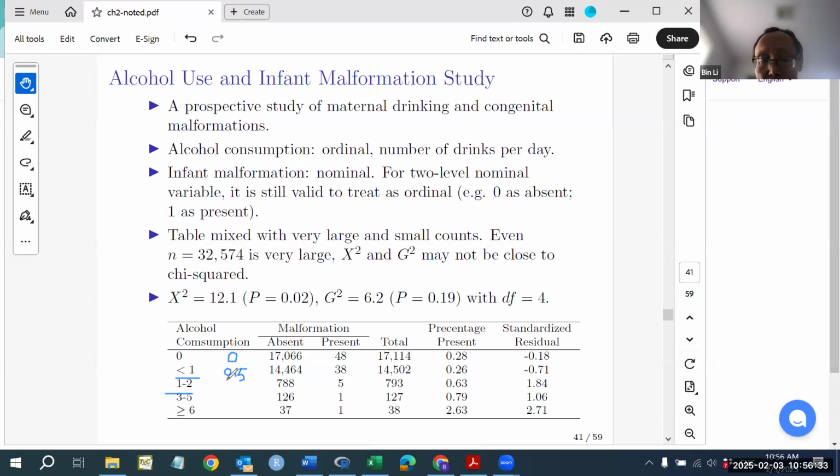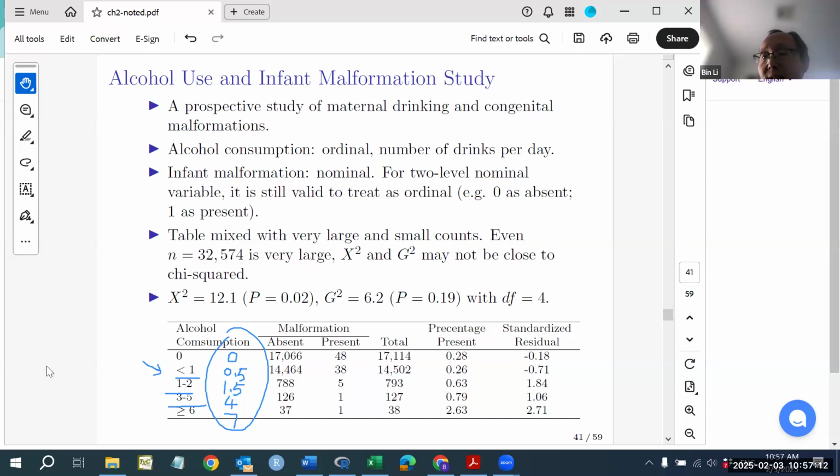This one between 1 and 2, let's just use 1.2 or 1.5, the midpoint of the range. For this one, use 4, right? For this one, this is kind of arbitrary. We can use 6. But here, because this is greater or equal to 6, using 7 seems also reasonable, right? So anyway, this is just one possible way to do the score, and you can try others, okay? But that seems to be reasonable, right? So these are the scores we can assign to the alcohol consumption.